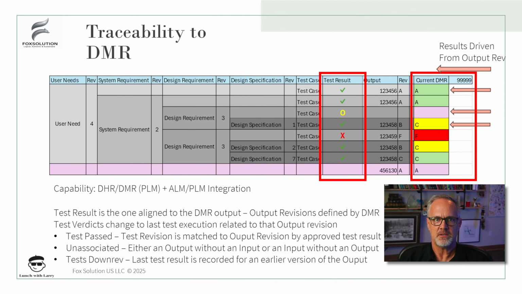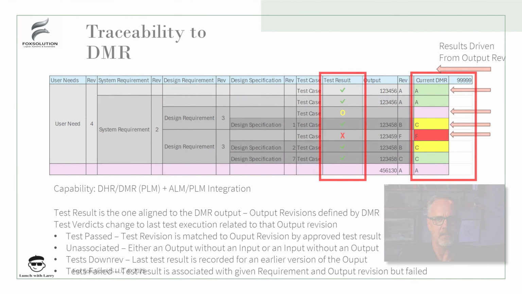The next one is really test our down rev. So we have a revision of the DMR that's a newer revision than the last revision that was tested. So we don't have a result for the current version of the output. That's a problem as well. We have to get those two revisions the same. And then finally, maybe the revisions are the same and we get a bad output.